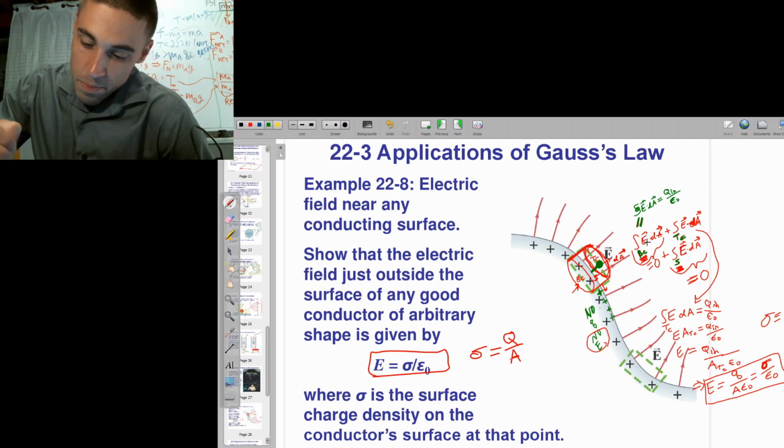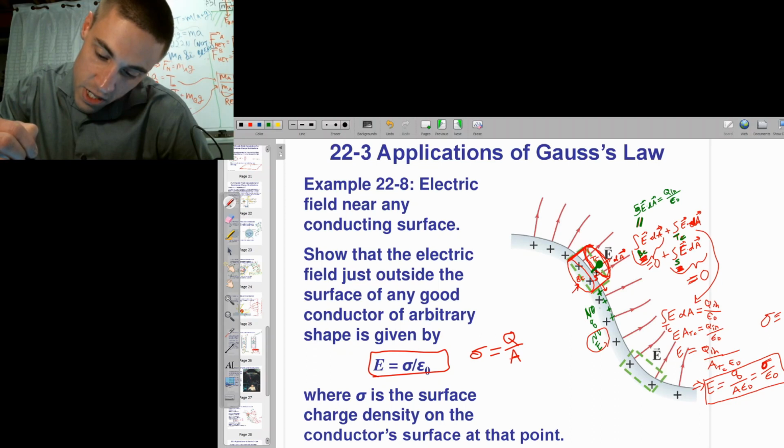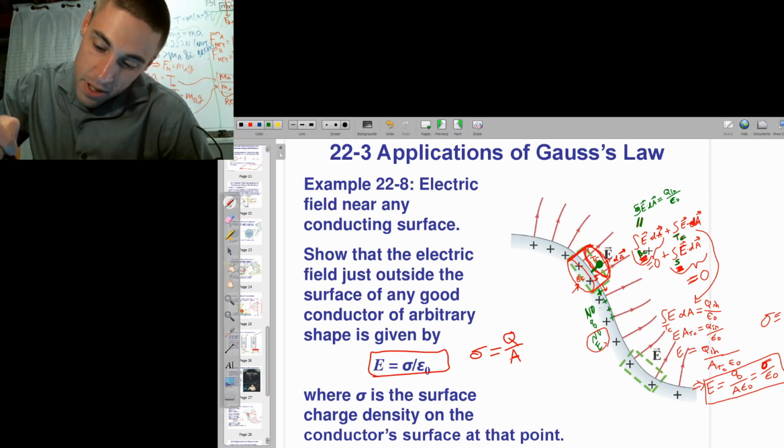So the bottom cap part has E dot dA, which is going to be 0. And the reason why is the bottom cap is located inside of a conductor, right? I've chosen this thing to straddle around the conducting surface. So the bottom cap is going to be inside of the conductor. The electric field there will be 0. So this term here is 0.